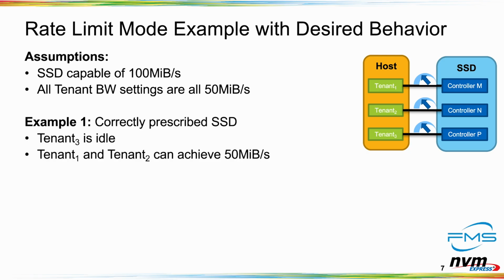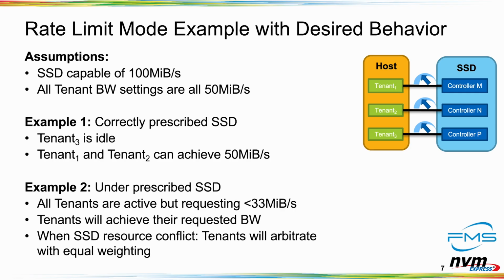When we talk about a correctly prescribed SSD, this is where perhaps tenant 3 is idle. So it has a setting of 50 megabytes per second, but it's not actually sending any commands to the drive. Then tenant 1 and tenant 2 can achieve 50 megabytes per second each. And so this is exactly consuming that SSD's capabilities in this example.